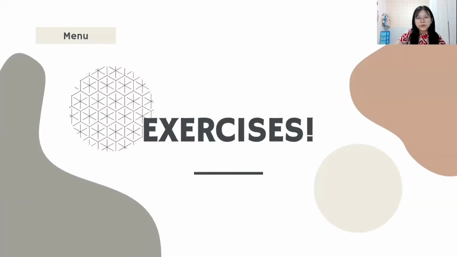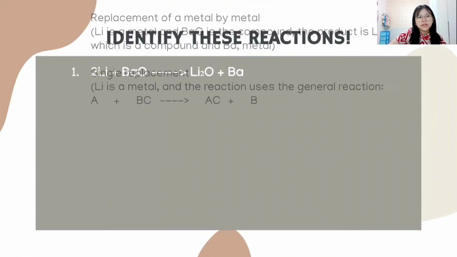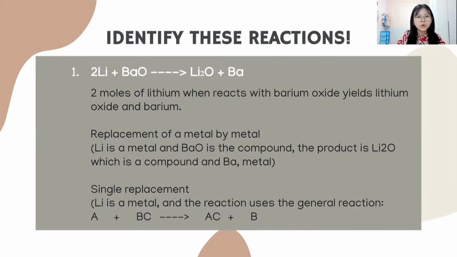Now, let's solve this question together. Now, let's identify this reaction. Number 1, we can read it as 2 moles of lithium when reacts with barium oxide yields lithium oxide and barium. The chemical reaction is replacement of a metal by metal. Li is a metal and barium oxide is the compound. The product is lithium oxide, which is the compound. Barium is metal.